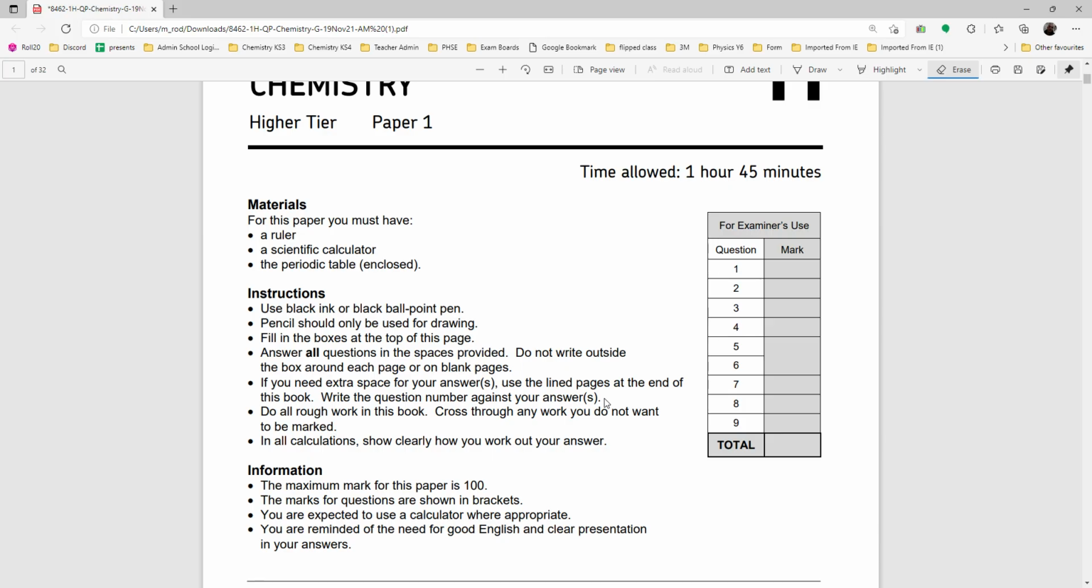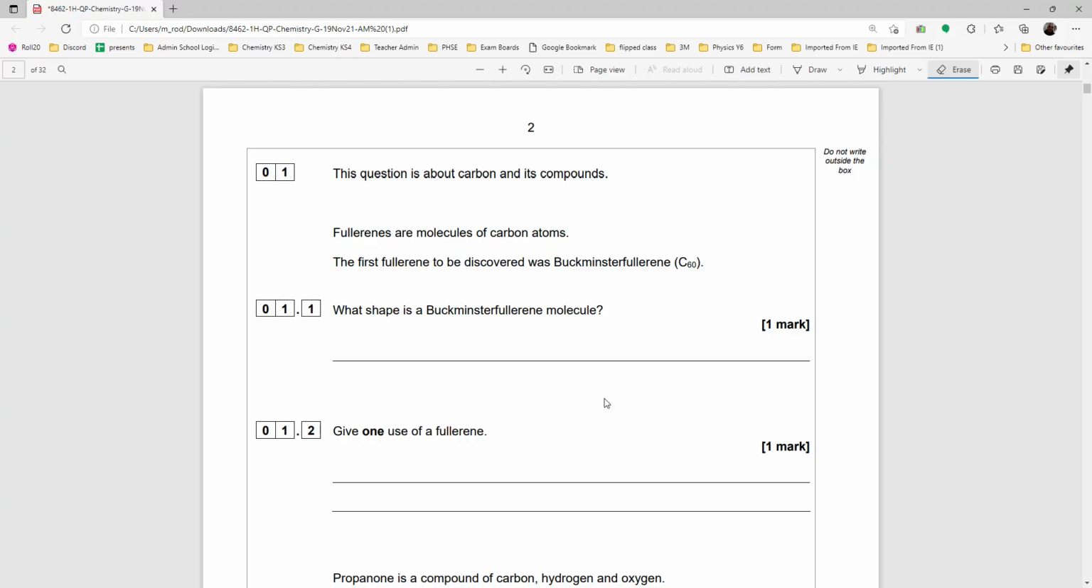Okay, welcome to the 2021 paper. This is an hour and 45 minutes, but it should take less than that. It's about 100 marks, and it is AQA, GCSE, higher paper, single science. All right, let's begin with question number 1.